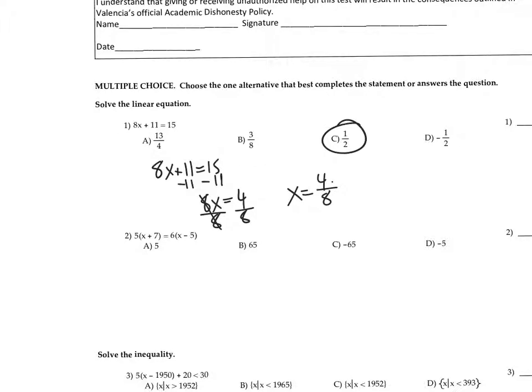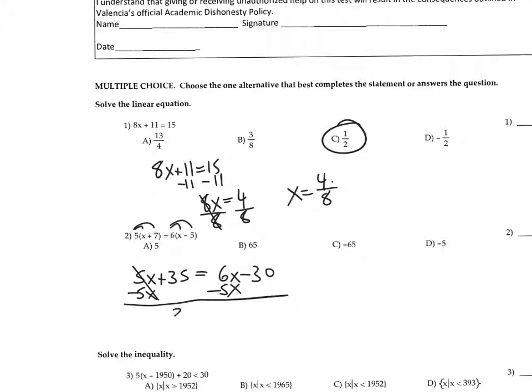For number 2, we're also solving for x. We have to start by distributing. So I distribute the 5, and I'll get 5x plus 35. I distribute the 6, I get 6x minus 30. Here I'm going to subtract 5x on both sides because the 6x is bigger than the 5x, so I'm moving it to the right. And that gives me 35 equals x minus 30. And I add 30 to both sides. And that gives me 65 equals x. So answer choice B in this case.